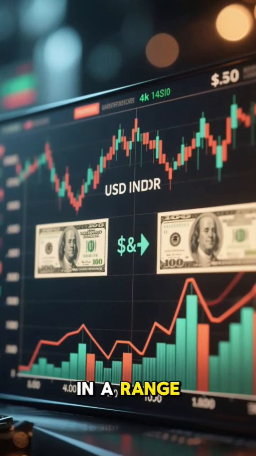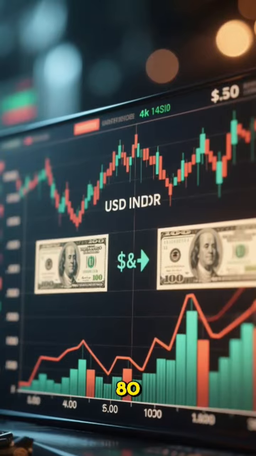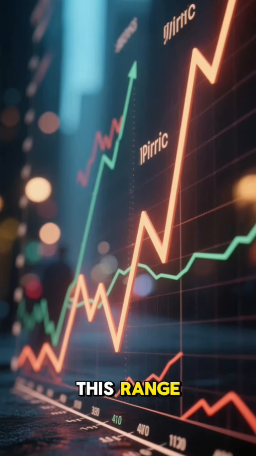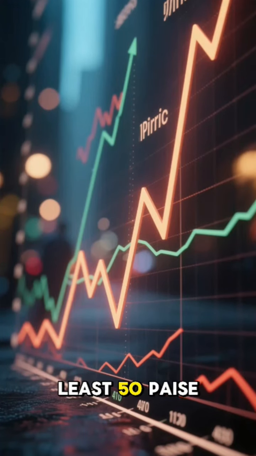Second, the range break. USDINR often trades in a range, for example, between 85.20 and 85.80. A breakout from this range, either up or down, usually leads to a significant move of at least 50 paise.